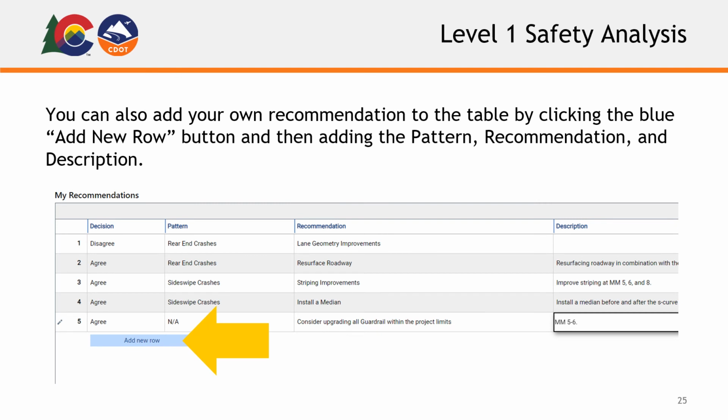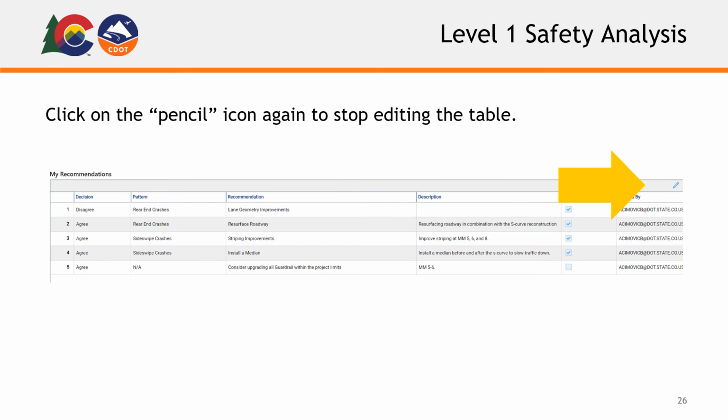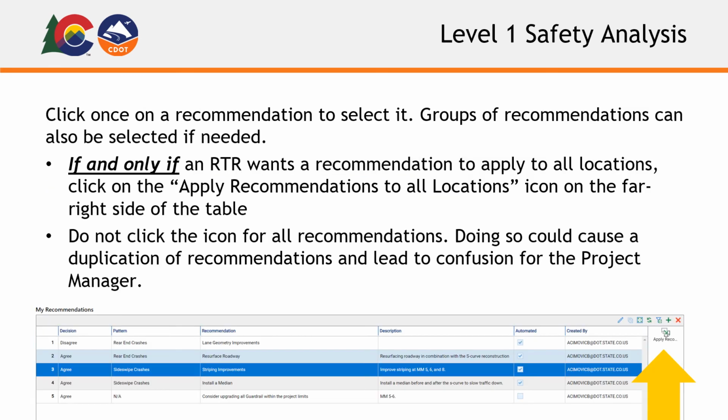You can also add your own recommendation to the table by clicking the Add New Row button and then adding the pattern, recommendation, and description. Type in NA for the pattern field unless there is a technical pattern to use. After you add your recommendation, your description can include important notes and mile marker information. Click on the pencil icon again to stop editing the table.